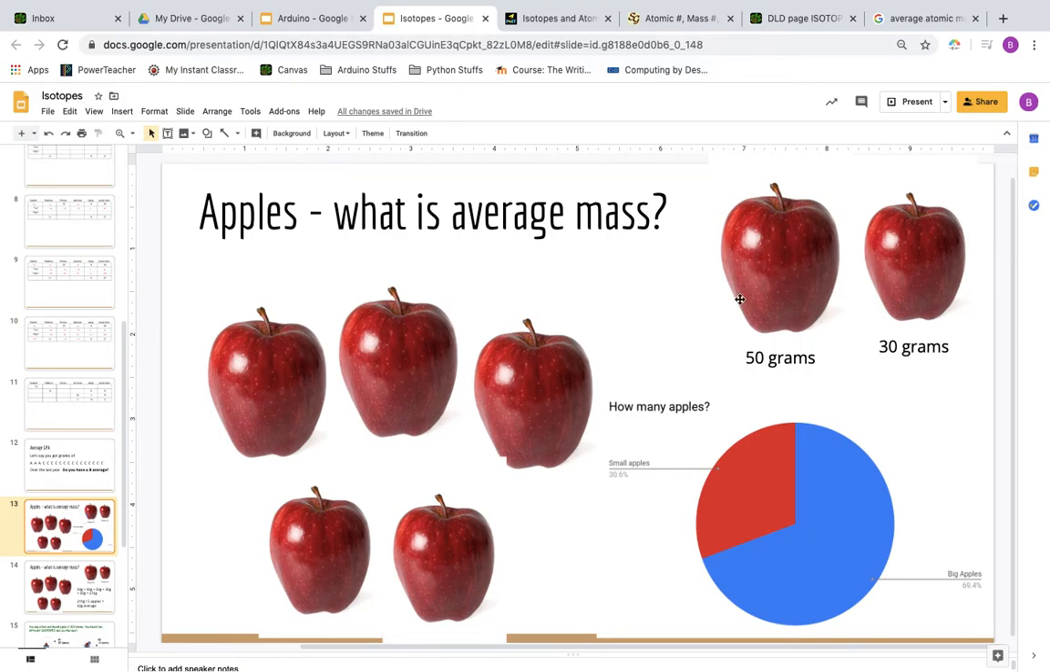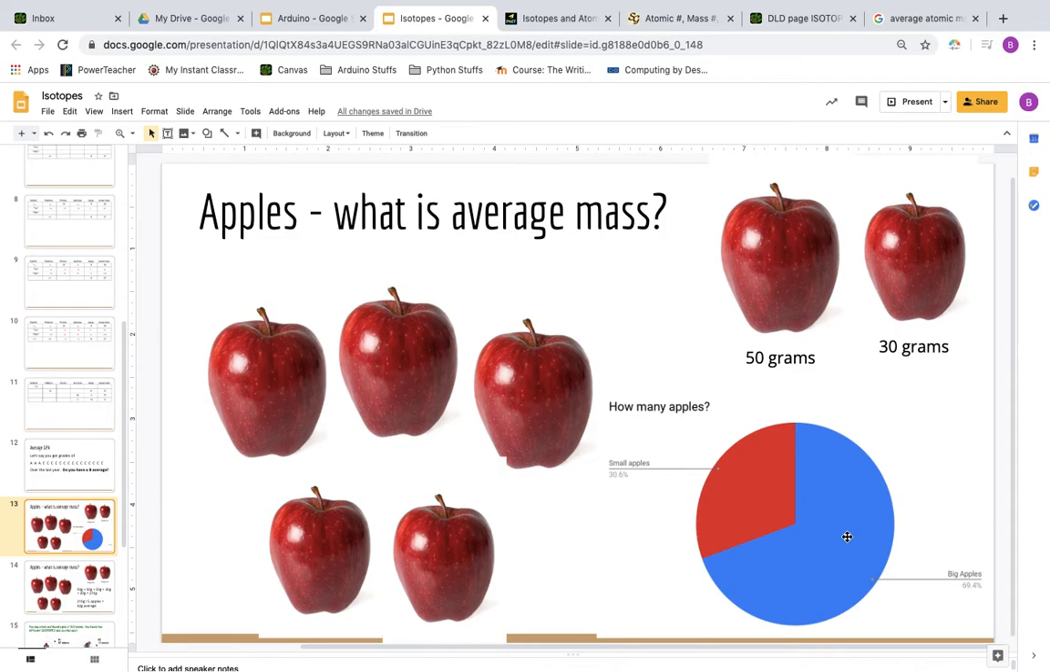So I've got some apples, and they're different sizes. These are 50-gram apples, and these are 30-gram apples. And look, I've got 3 of the 50-gram ones, 2 of the 30-gram ones. My apple distribution looks like this. I wonder what the average mass is. Well, I've got some 50s and some 30s, so maybe I could say the average mass is 40.